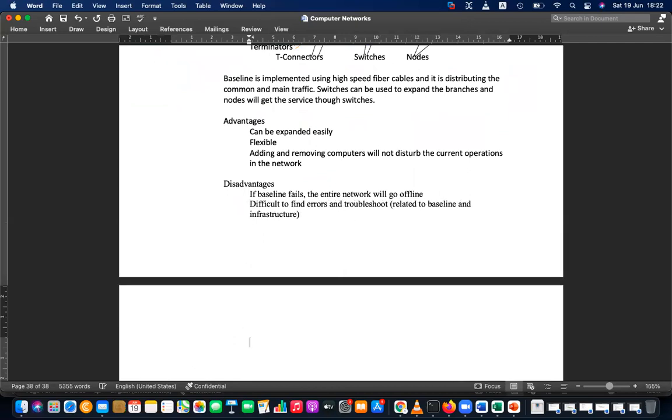Right, okay, put an asterisk and write down a special point: Internet uses tree topology.